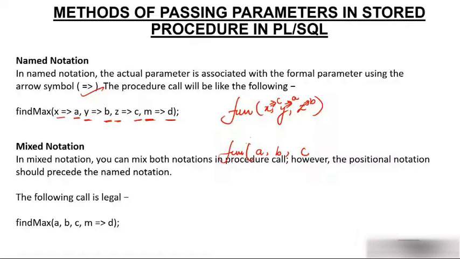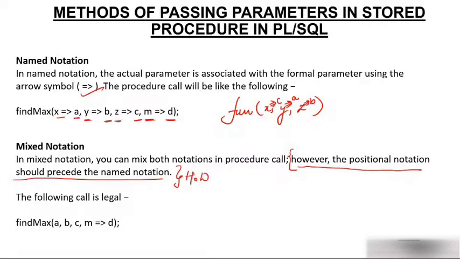And now the last is mixed notation. In mixed notation, you can mix both notations, as I have already told you. Mixed notation is a combination of positional notation and named notation, so you can mix both in a procedure call. However, very important: the positional notation should precede named notation. What is this line trying to say? This is homework for you. Wait for my next video on mixed notation, and then I'll explain this line. Make sure you try to understand by yourself what this line is trying to say.